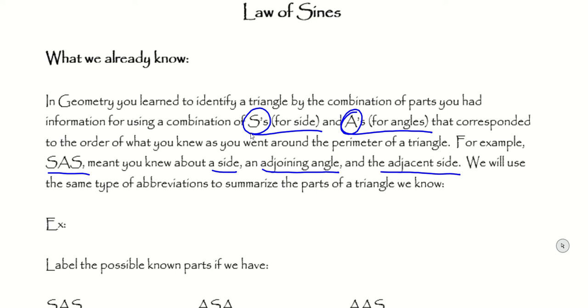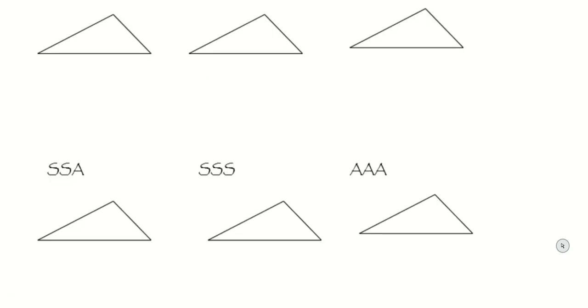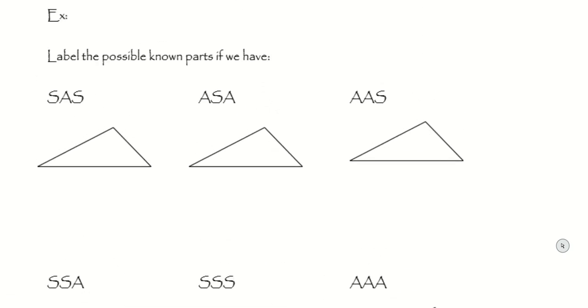So we're going to use those same type of abbreviations to summarize the parts of a triangle we know when we are solving a triangle, which again means to find all the parts of that triangle. So here we go. If I know side, angle, side, then I know a side of a triangle, an angle, and then the next side. So I've got the two sides of an angle. That would be side, angle, side.